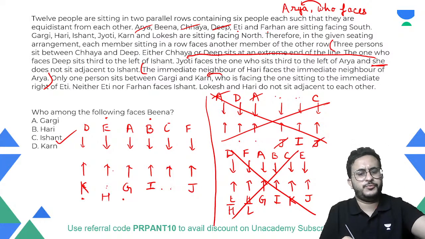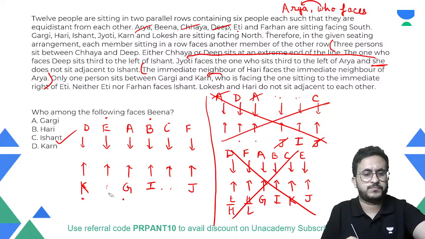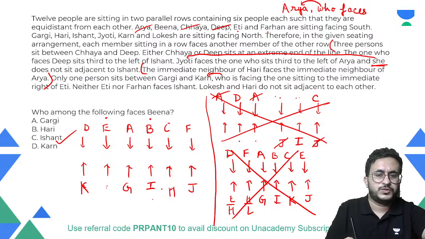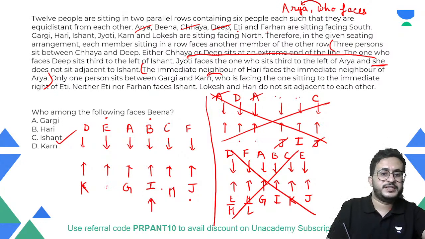Now, let us try to put Hari here. Suppose Hari is here. So this is neighbor of Hari, this is neighbor of Hari, right? Neighbor of Hari facing neighbor of Arya, isn't it? This satisfies the condition. Immediate neighbor of Hari, this I is immediate neighbor of Hari, is facing immediate neighbor of Arya.